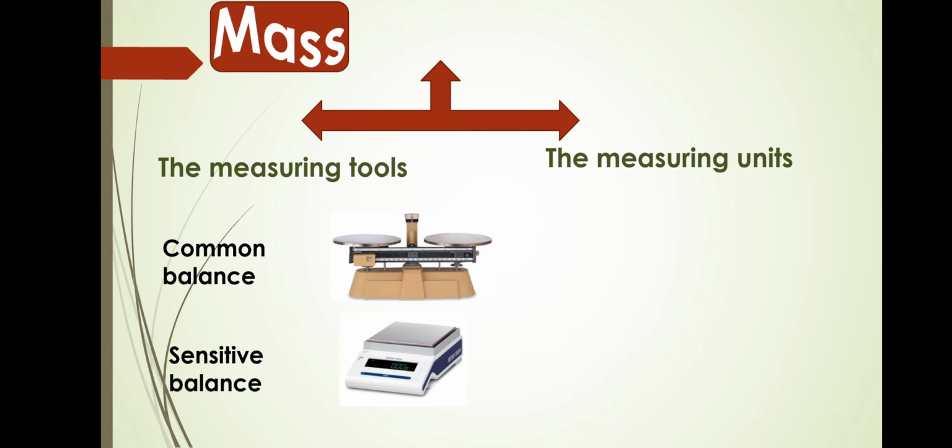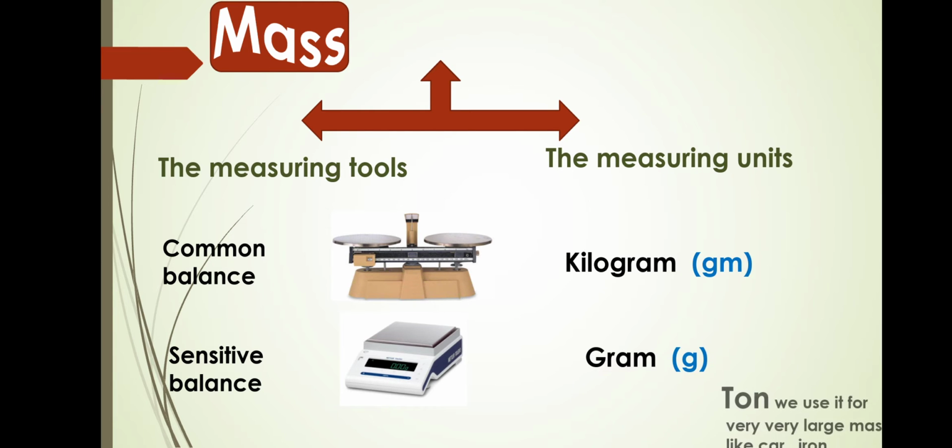Okay, good. So what is the measuring unit? The unit describes what we will measure. What is the unit first? We have kilogram, gram, and ton. We use a common balance for vegetables and fruits. We use the common balance to measure the mass of vegetables and fruits, or large mass, and the unit will be kilogram.